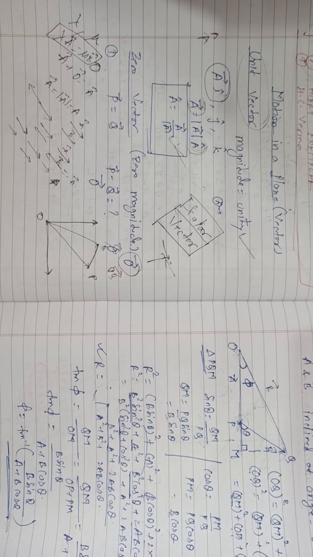This can hold only if both a and b are zero vectors, otherwise not. Because if a and b are not zero vectors, the result will be different by multiplying with different real numbers.